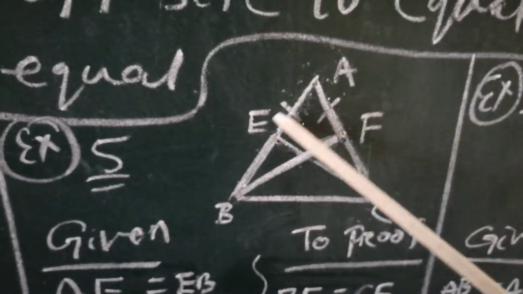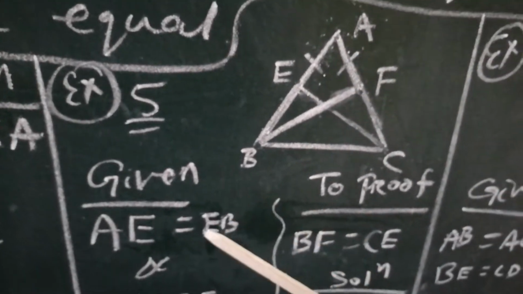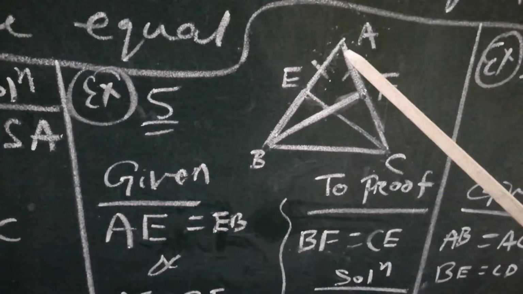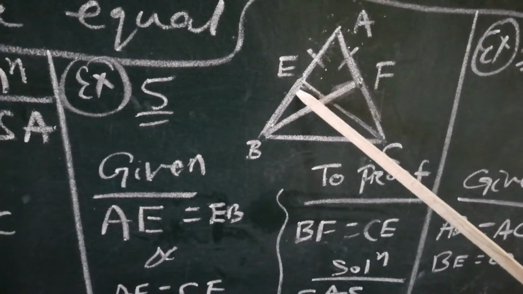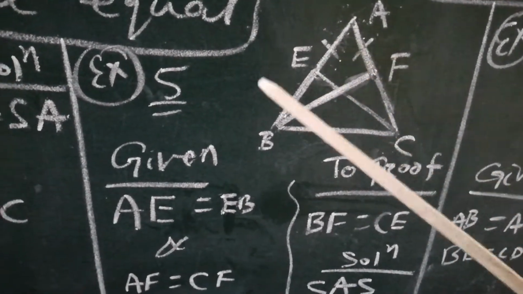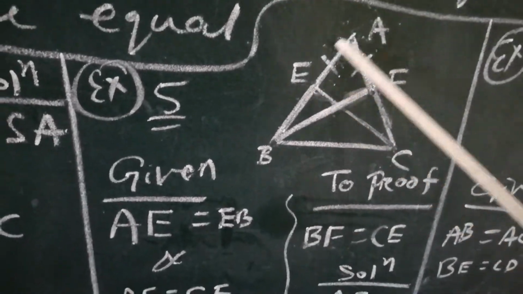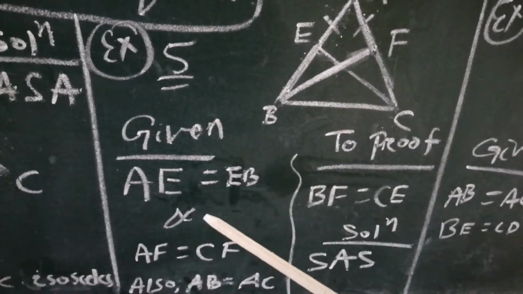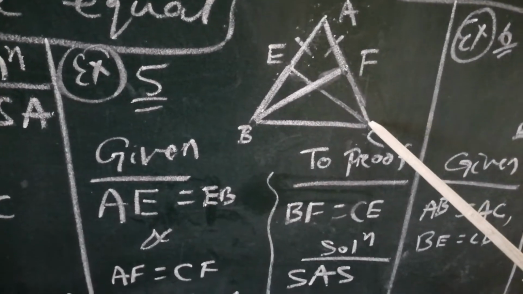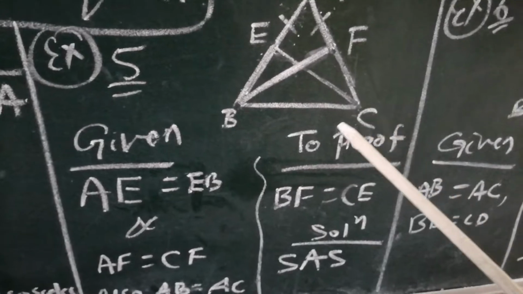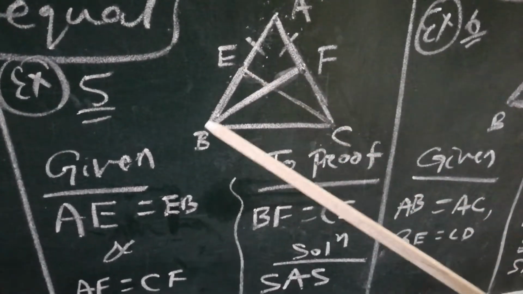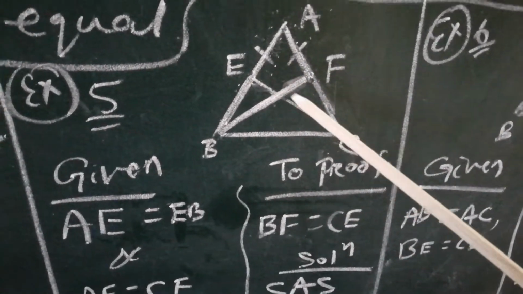Now see, the triangle is given here. So what is given, we will first see. Given is AE equal to EB. That means E is the midpoint, which we will discuss further. Given is AE equal to EB and AF equal to FC. Also AB equal to AC. What we have to prove? We have to prove BF equal to CE.